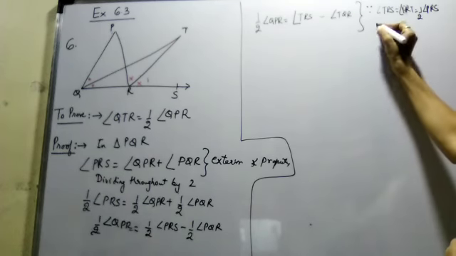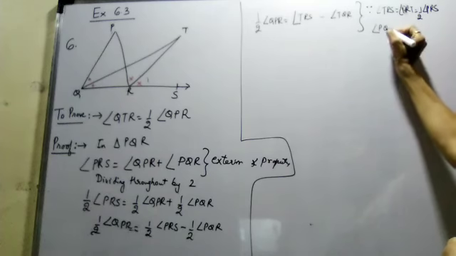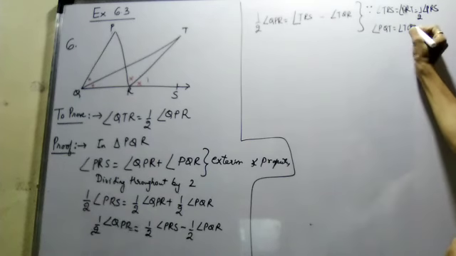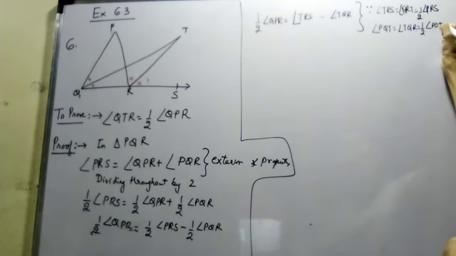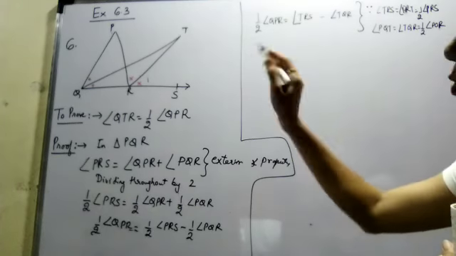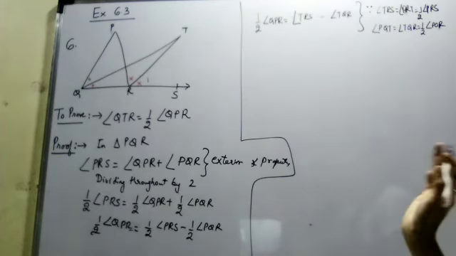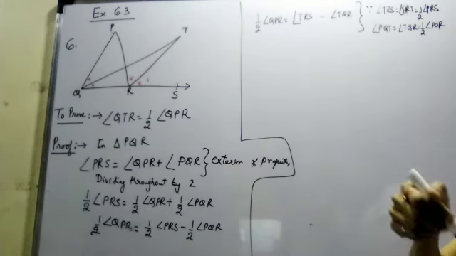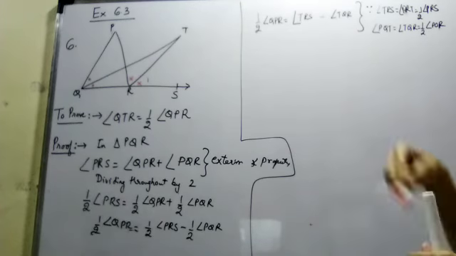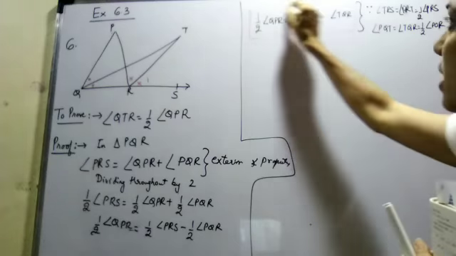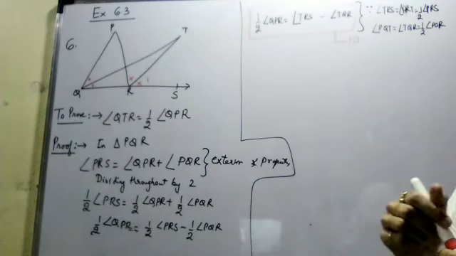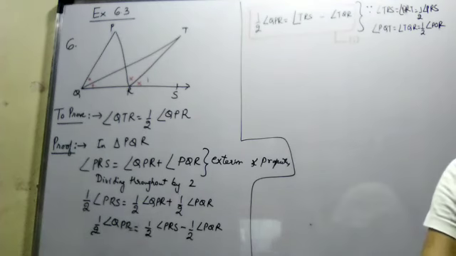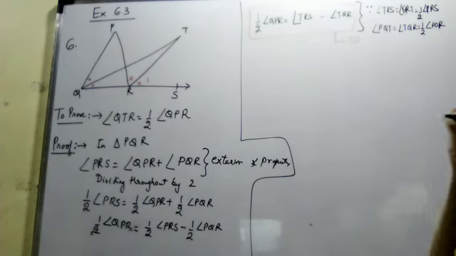Also, angle PQT is equal to TQR is half of angle PQR because it is given that QT and RT are angle bisectors. So I am writing this. Now I am keeping it as it is because I will be requiring it in the next step. I am labeling this as point 1 or the step 1, first step. Now what I will do? I will go for another one.